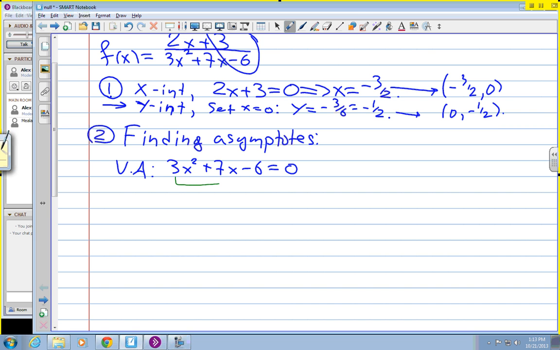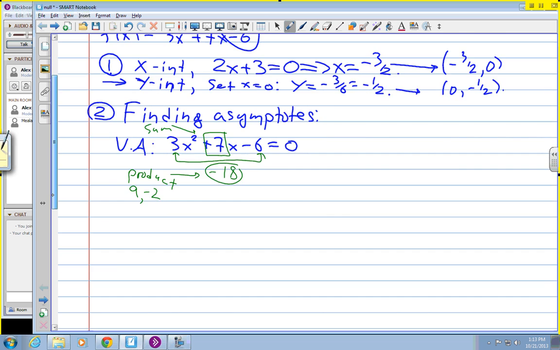We'll multiply the first and the last, the leading coefficient with the constant term. So what is that product? Negative 18. And we're also going to look at the number in the middle. Can you find two numbers that multiply to negative 18 and add to 7? What are they? 9 and negative 2, right? So the numbers that multiply to negative 18 and add to 7 are 9 and negative 2.